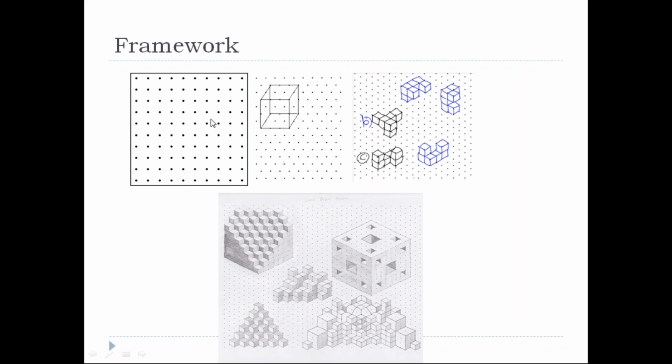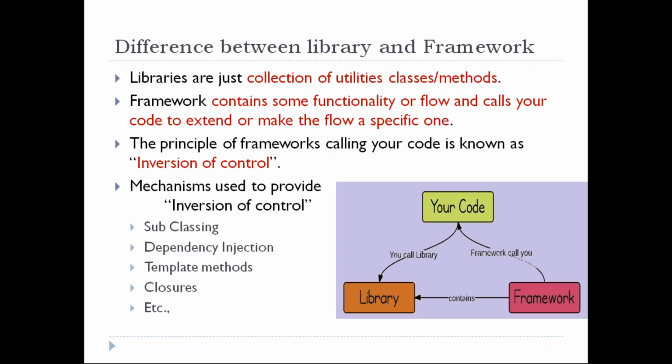Therefore, a dotted paper is a framework which is used to create complex diagrams or graphs or something like that. Similarly, AngularJS is also a supporting architecture which is used to build up our application with ease.